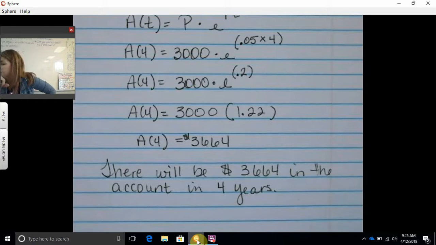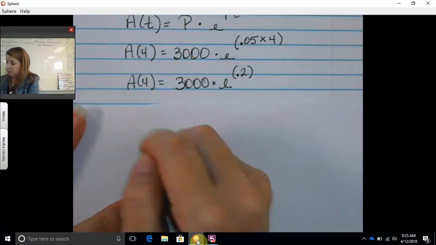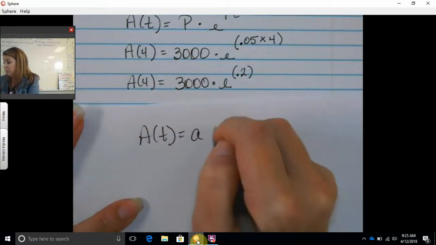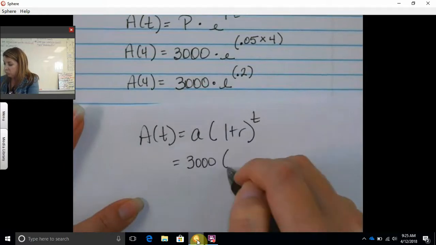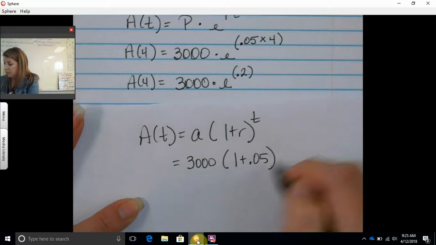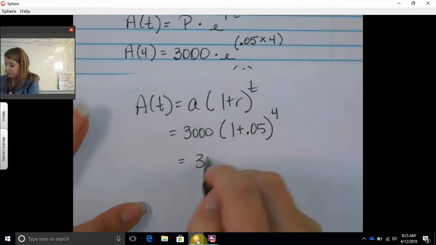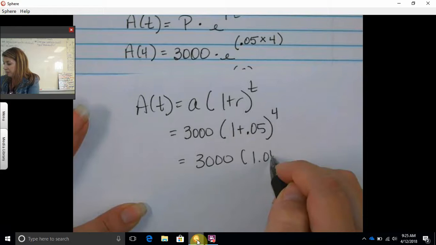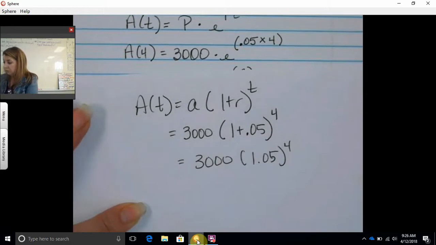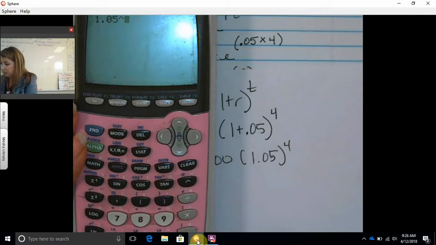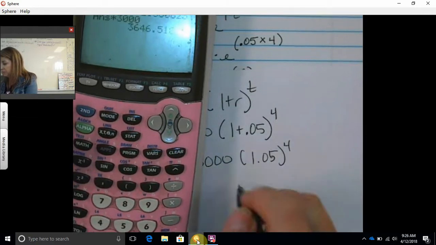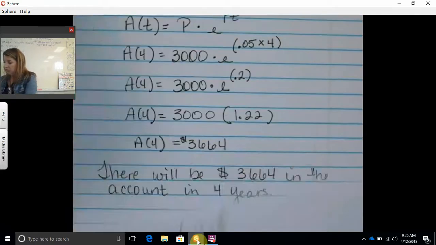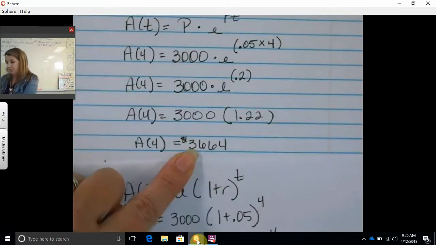So now if that was just compounded annually, you don't have to write this, I just want you to see the difference. If it was compounded annually, it would be A of t equals A times 1 plus r raised to the t. So that initial amount times 1 plus the rate raised to 4 years is 3,000 times 1.05 raised to 4 years. So 1.05 raised to 4 years times 3,000 would give me $3,646. Compounded continuously, it was $3,664.